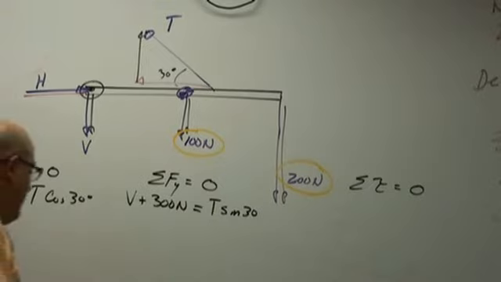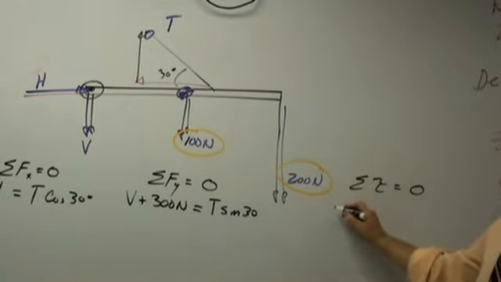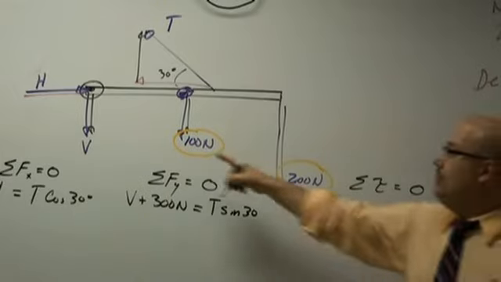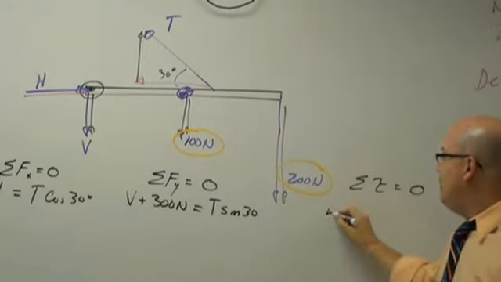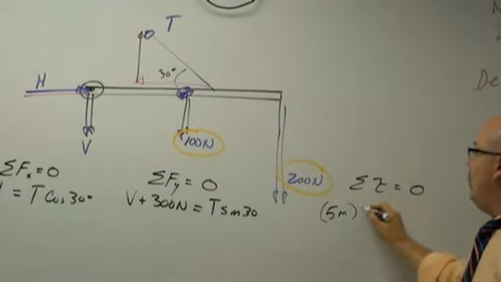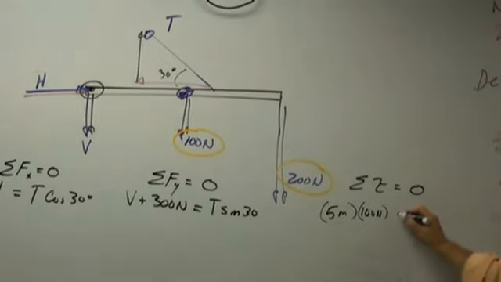Okay, let's write it out. Let's do our clockwise first. Radius first. What's the radius for this one? Halfway, 5 meters, times a force of 100 newtons, times sine of 90, which is 1, right?